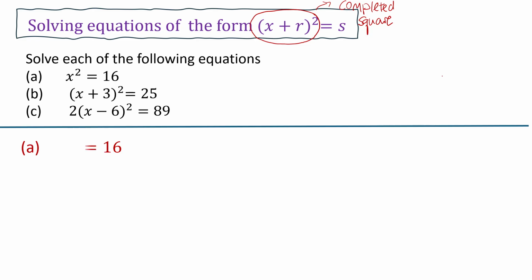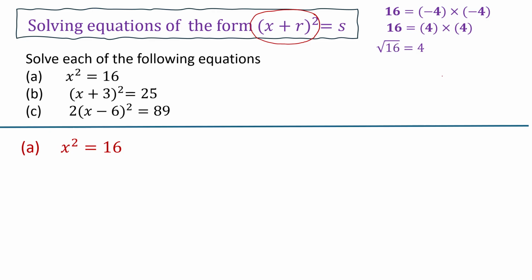Yes, one possible value will be -4 times -4. Another possible value will be 4 times 4. How do you get this value 4? That is when you square root 16. Square root of 16 gets 4. So therefore, to solve x squared equals 16, the two possible values for x will be 4 or -4.